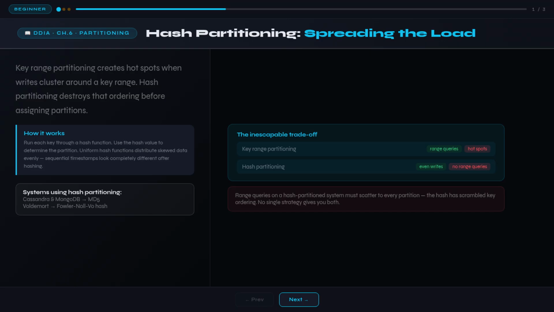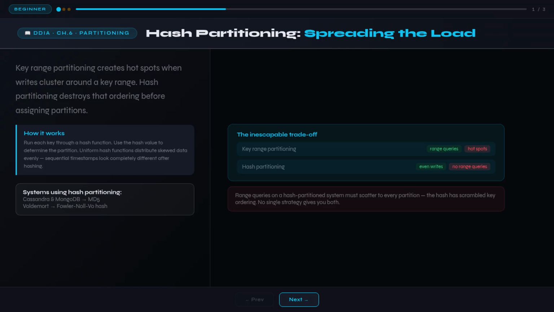Key range partitioning creates hotspots whenever writes cluster around a particular key range, and sequential keys like timestamps cluster by definition. The fix is to destroy the ordering relationship before partitioning. Hash partitioning runs each key through a hash function and uses the hash value to determine the partition. A good hash function takes skewed data and distributes it uniformly.